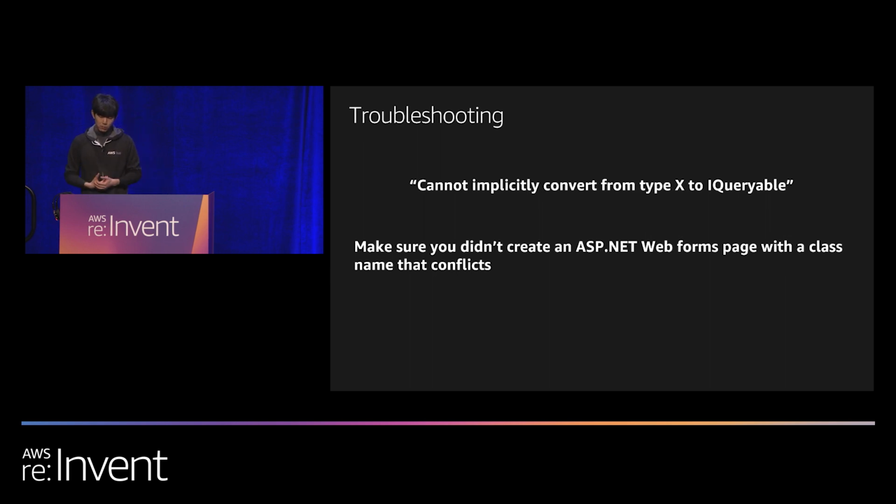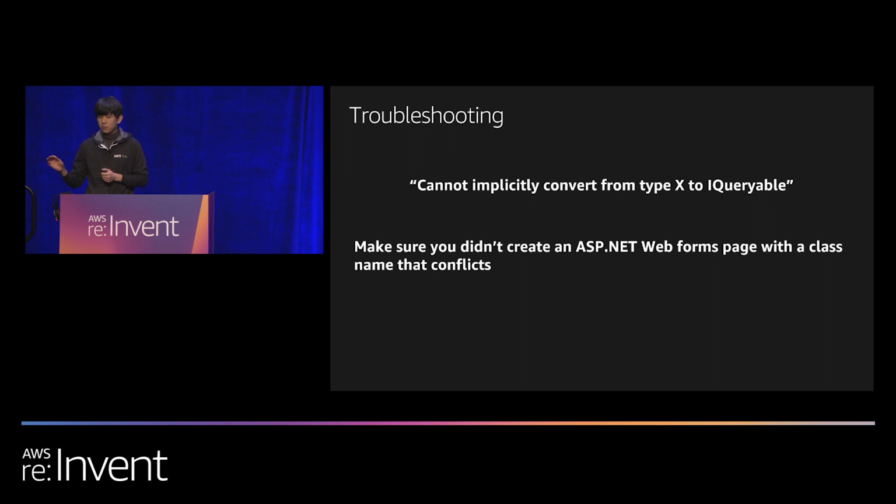Last bit, this wasted me a little bit of time when I was building this demo. I got this cryptic error message, cannot implicitly convert from type X to IQueryable. It took me a little bit of digging, but the reason this happens, this is nothing to do with RDS or AWS or Elastic Beanstalk. This is purely an ASP.NET Web Forms problem.